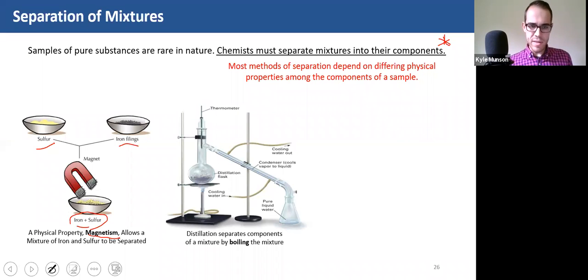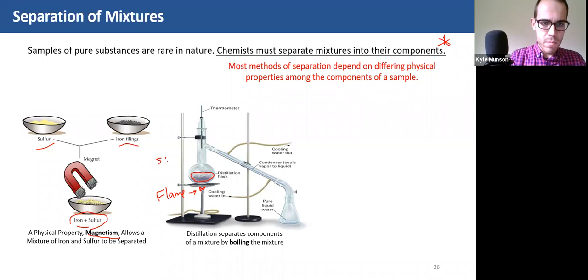Another example here is distillation, which I mentioned a little while ago. This is going to separate things based on their boiling point, or it's just relying on boiling a mixture. So here we have a little flame, a Bunsen burner, where let's say in this example, this is salt water.